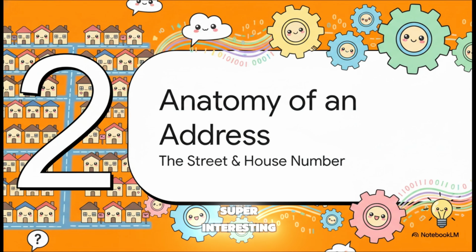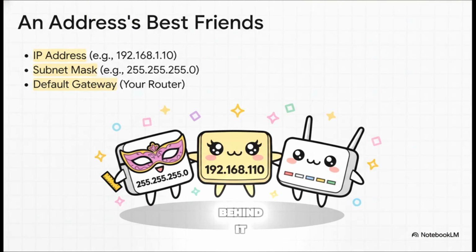All right, so what's super interesting is how this digital address is actually put together. It's not just a bunch of random numbers, there's a really clever system behind it. Okay, so an IP address, it doesn't fly solo. It's got two best friends that help it do its job. The Subnet Mask, and we'll get to that in a sec, and the default gateway. And default gateway is just a fancy tech term for your router.